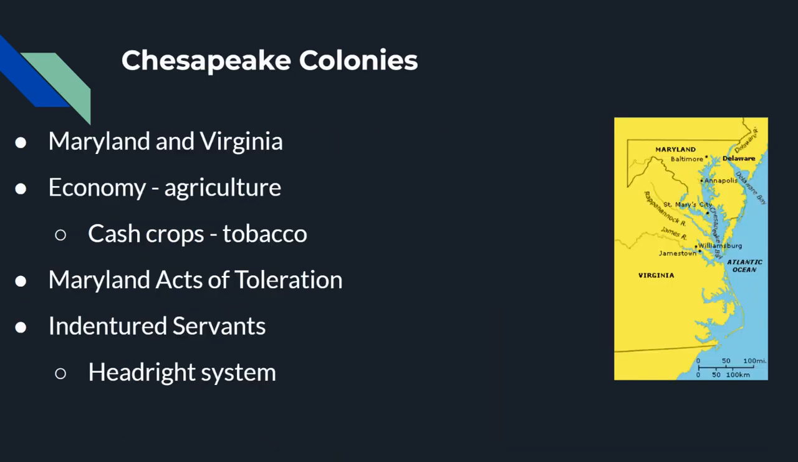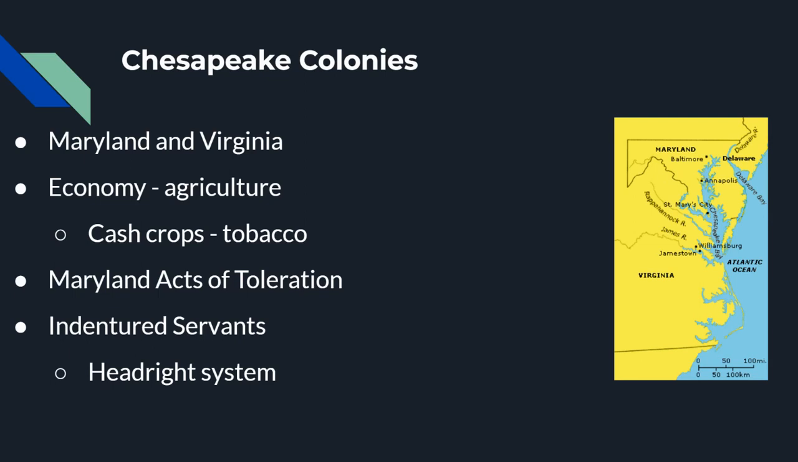Moving on to another group of colonies, the Chesapeake colonies. When you hear the word Chesapeake, think Maryland and Virginia. Now, the economy in these areas is agricultural. They are going to focus on cash crops. That is crops that you can grow for money, not to eat. And the most famous example at this time is tobacco.